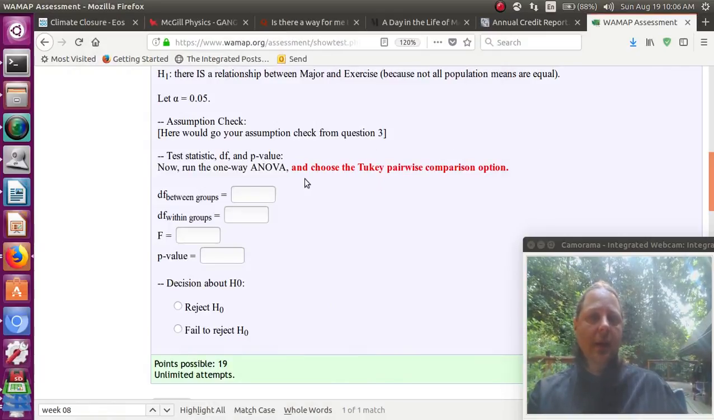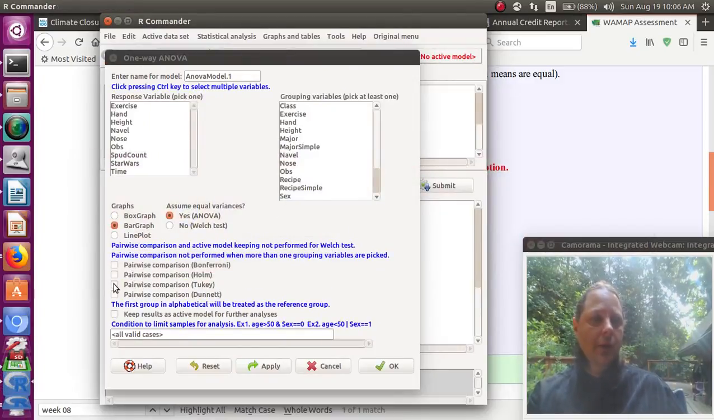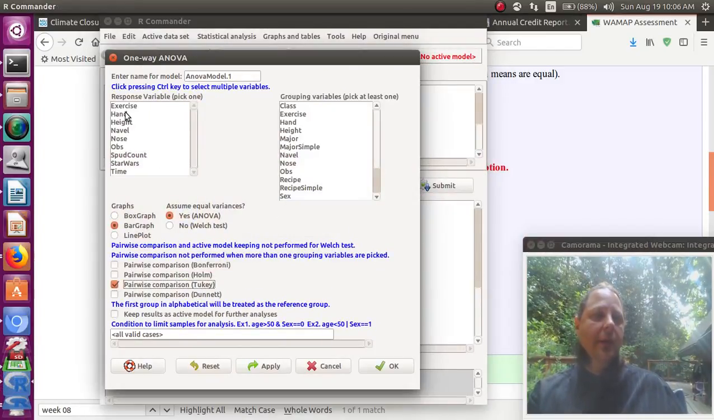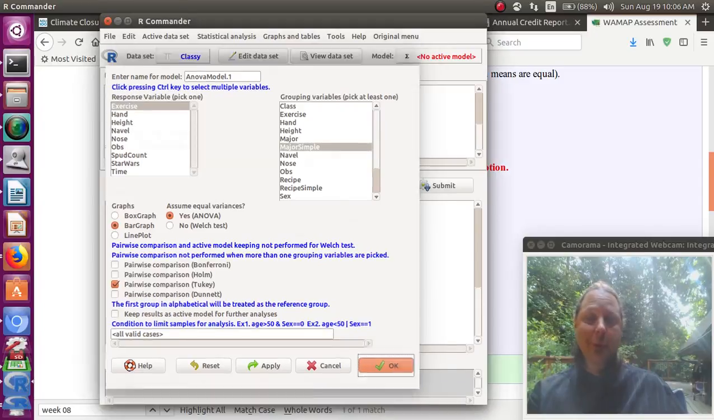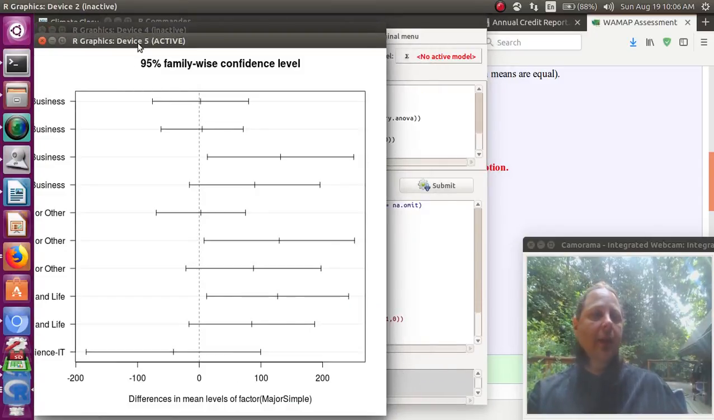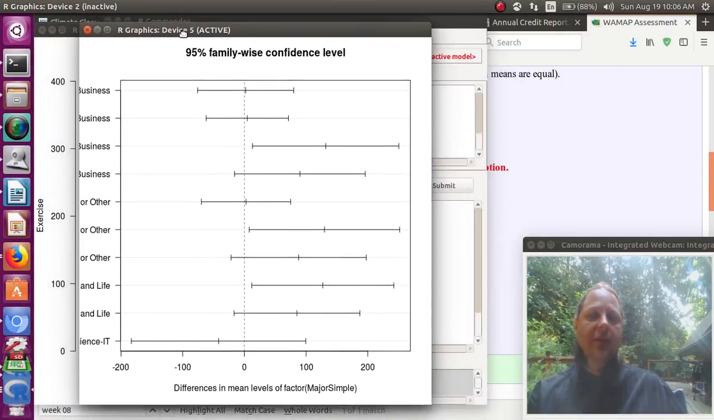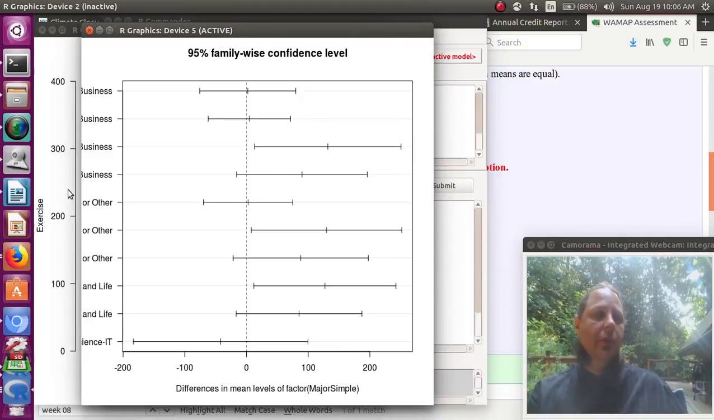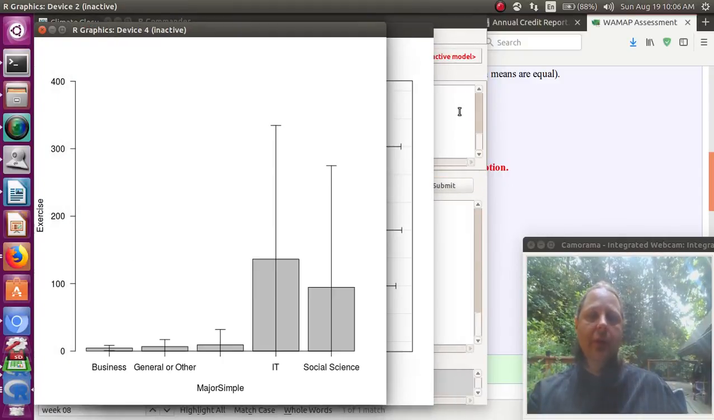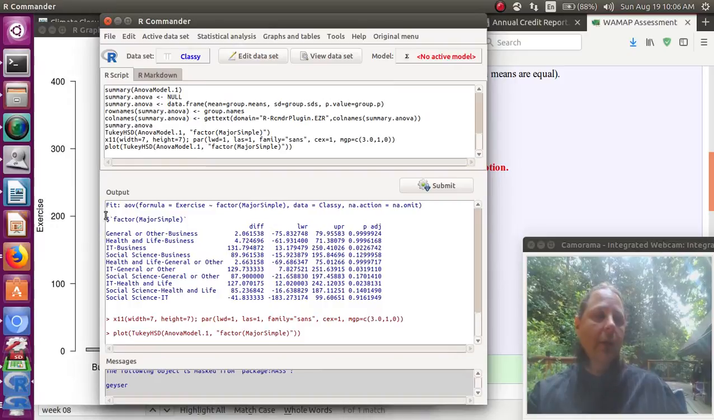And it says in the instructions to use the Tukey pairwise comparison option. So I'll do that, Tukey. And then I'm going to choose response variable as exercise, and major simple is the grouping variable. And then I click OK. And it spits out graphs that I find useful, like here I've got confidence intervals, and here I've got a bar graph. We don't need them anymore, but we can use them to interpret what we're doing.